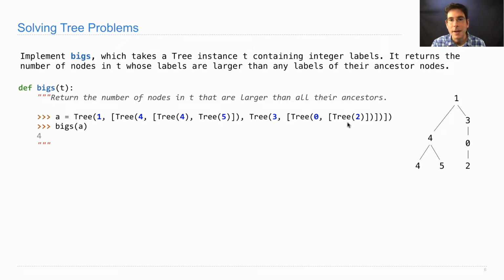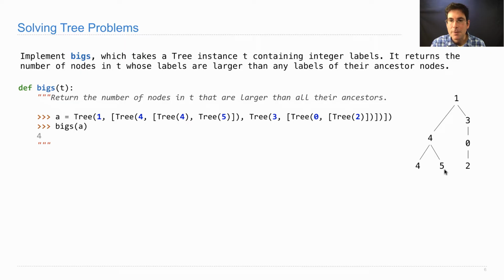Now here we have a tree and a drawing of that tree. If this drawing were not here, you should draw it yourself, whether you're trying to solve an exam problem or implement something on your own. A diagram is almost always helpful. And now we need to figure out an example of this notion of a node that has a label that's larger than the labels of the ancestor nodes.